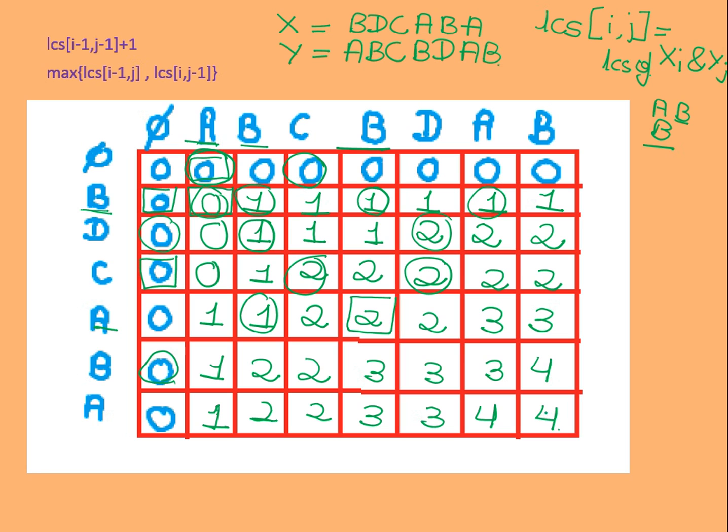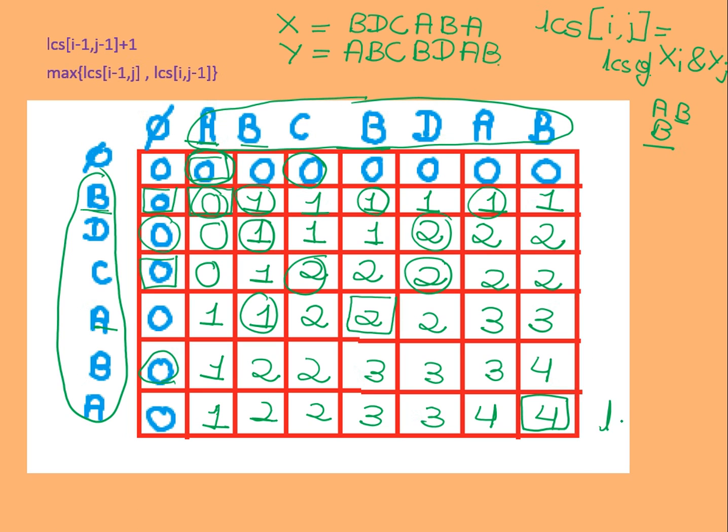So I get my final answer here because it contains LCS of first string, which is X, and second string. So I get my answer in L[m][n]. So 4 is the length of my longest common subsequence.